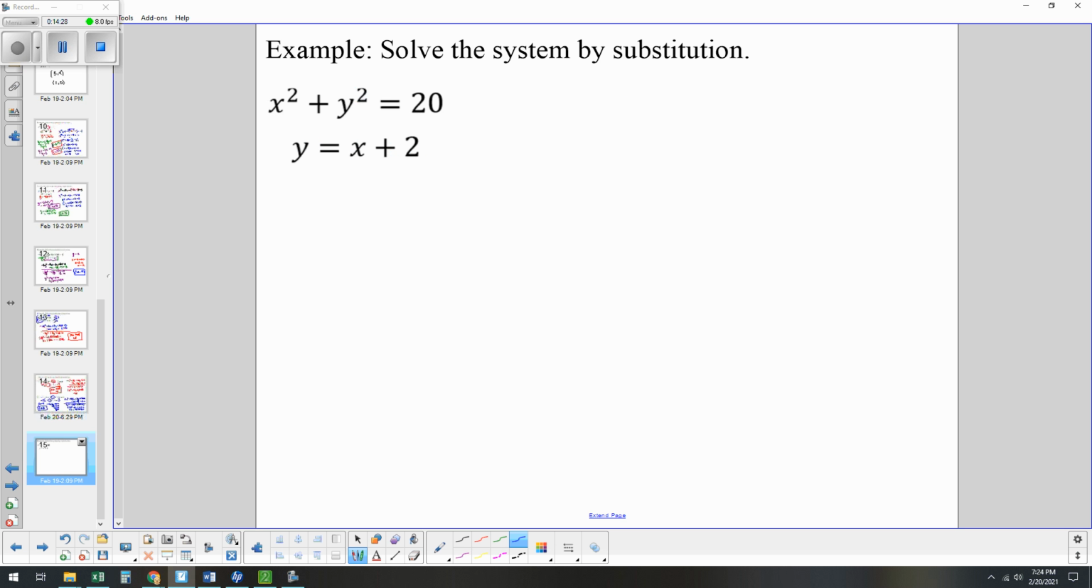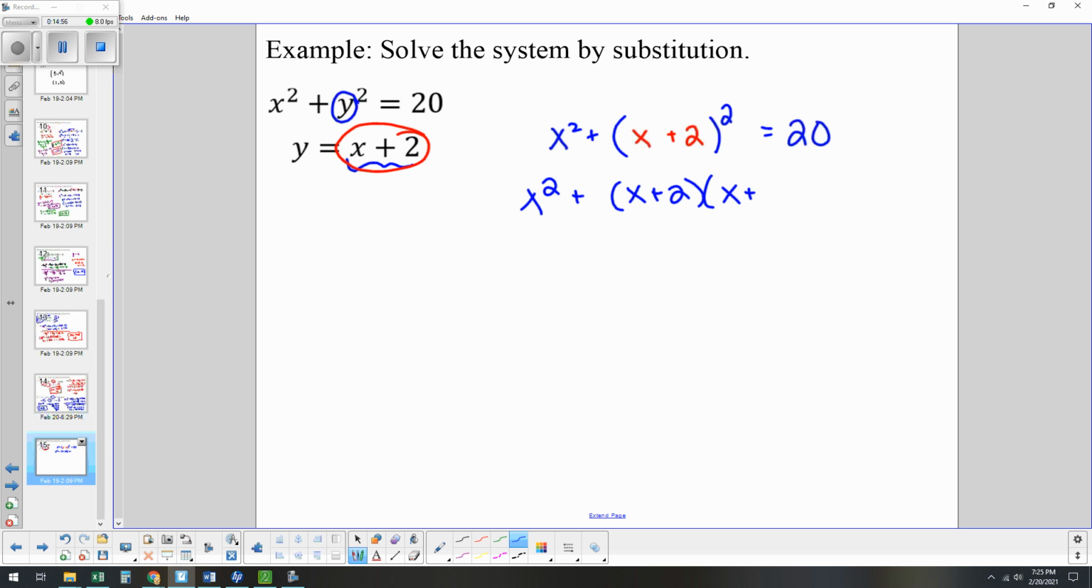So what we're going to do is replace the y in this equation with everything it's equal to. So that means when I do x squared plus y squared, I'm going to put a big set of parentheses where the y goes. And now I'm going to substitute in x plus 2. So what this means is I have all of x plus 2 squared, or I can write it out as x plus 2 times x plus 2.